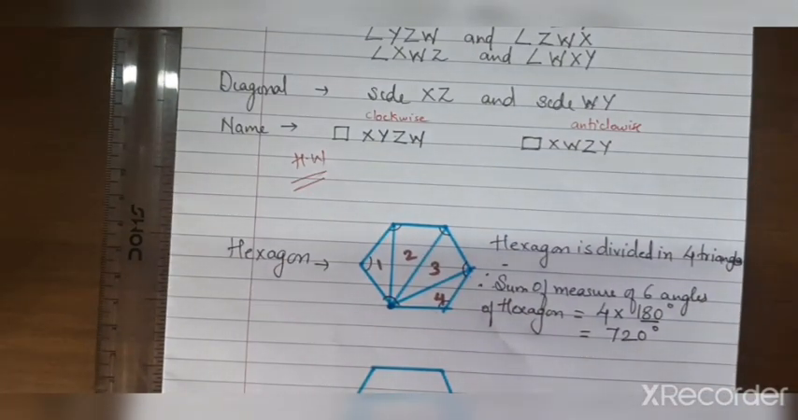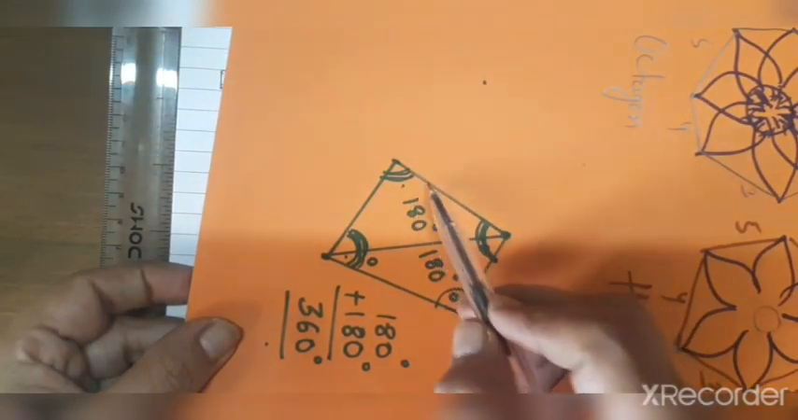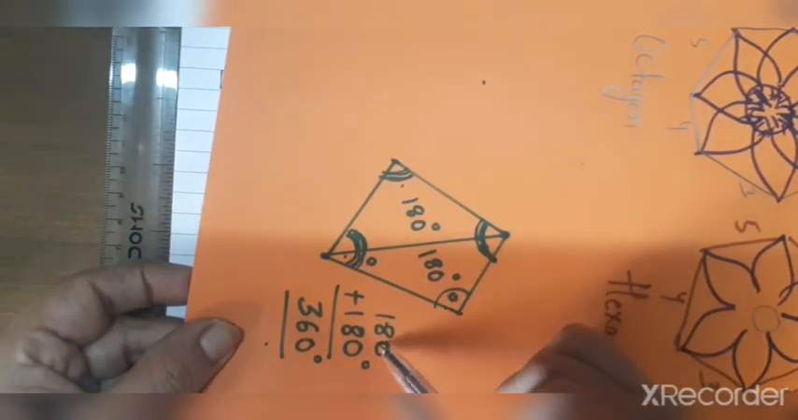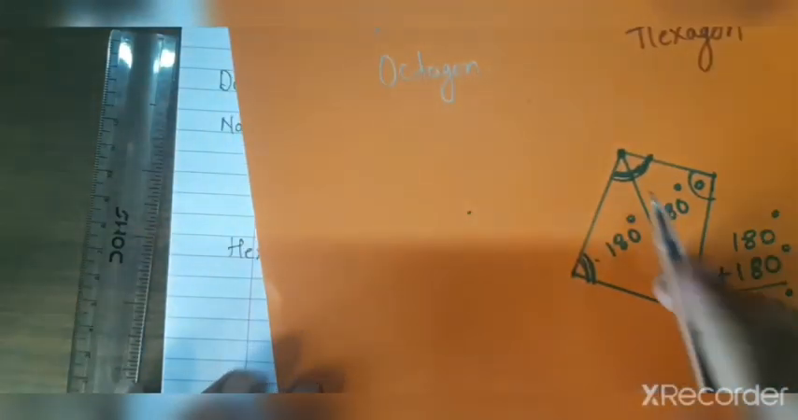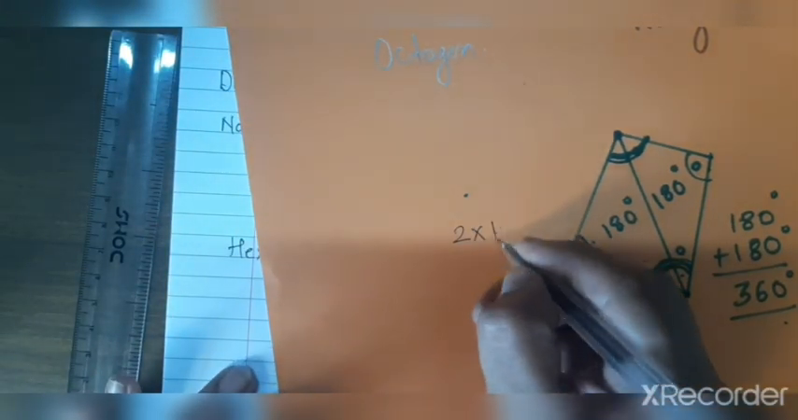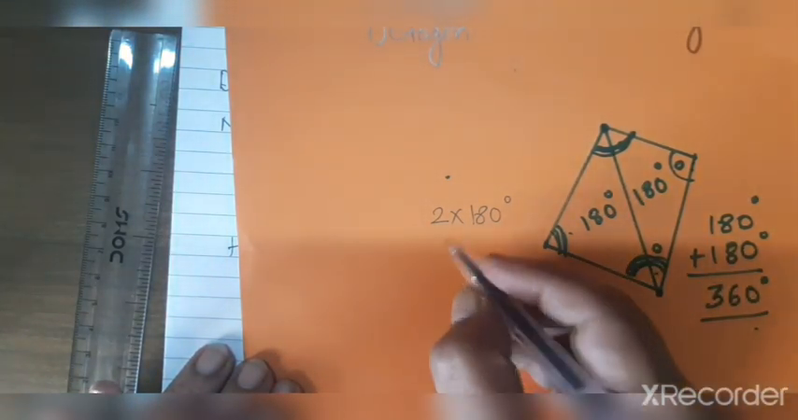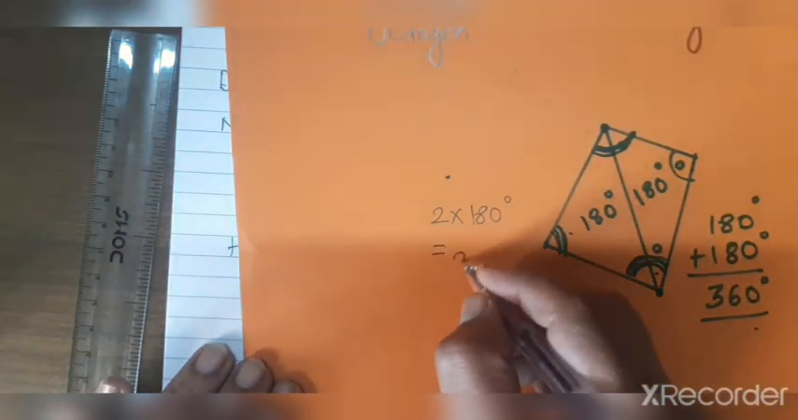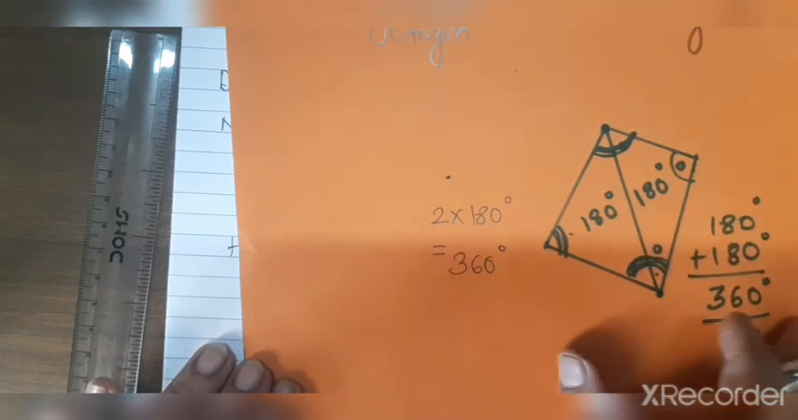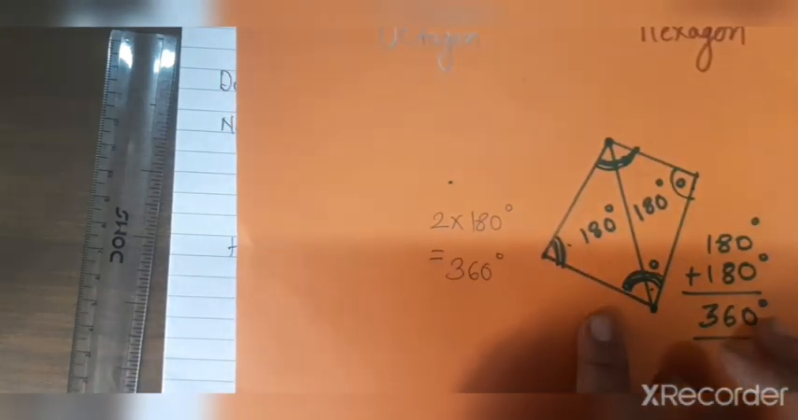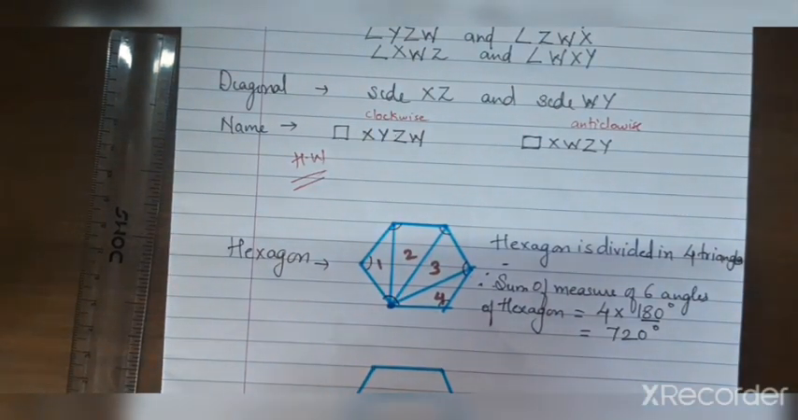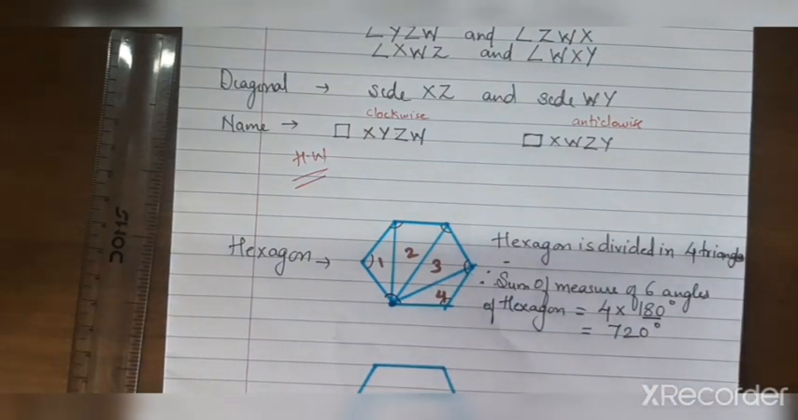So we have studied that a triangle is 180 degrees and 2 triangles which make a quadrilateral is 360. Okay, this is also what we have done, 2 multiplied by 180 degrees. One triangle is 180 degrees, so 2 triangles is 2 into 180 degrees, which is equal to 360 degrees. So quadrilateral we know is 360. So hexagon we have found that it is 720 degrees.